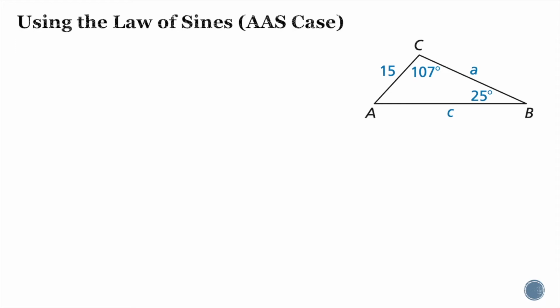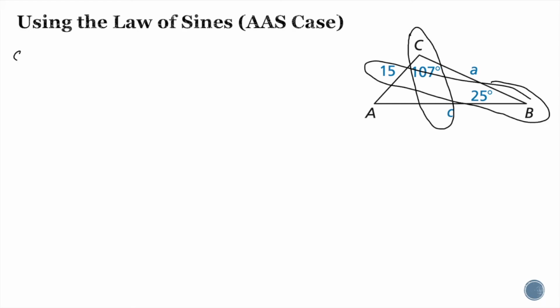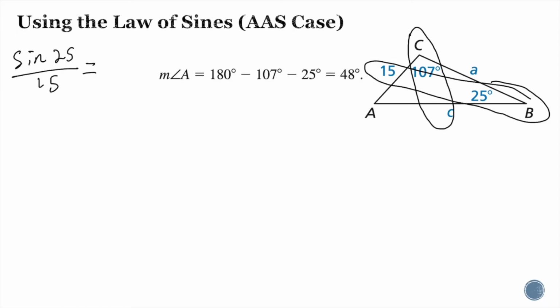Using the law of sines, here we have a case where we have two angles and a side. And so I'm going to identify what I have. So I do have angle B and the opposite side of B, little b. And let's take a look at C. So I have sine of B, which is 25 degrees, divided by 15 is equal to, oh actually I have this already.